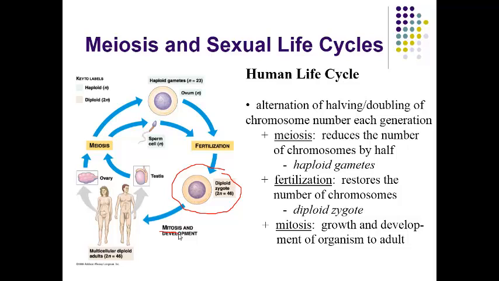Meiosis has a second goal in addition to cutting the chromosome number in half. The second thing we're going to see take place during meiosis is that genetic variation is going to be created. Genetic variation is crucial for the process of evolution. Two things that are universal to all sexual life cycles are meiosis and fertilization. Meiosis cutting the chromosome number in half, fertilization restoring the chromosome number.